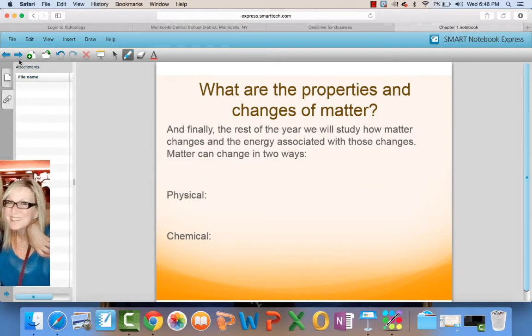And finally, the rest of the year we will study how matter changes and energy associated with those changes. So matter can change in two ways: physical, so change in appearance or change in state, we can say, not its composition.